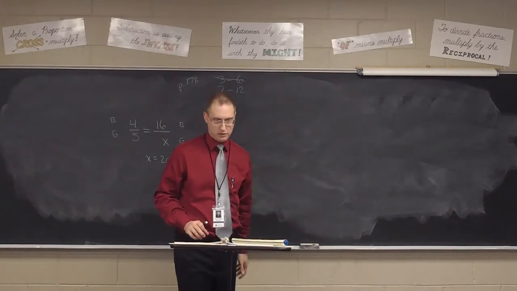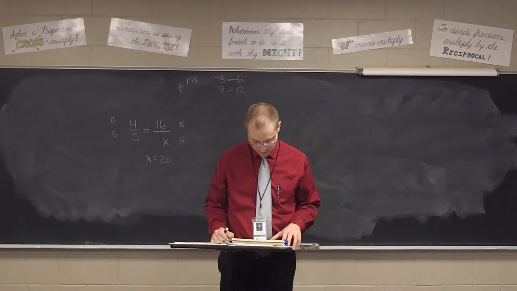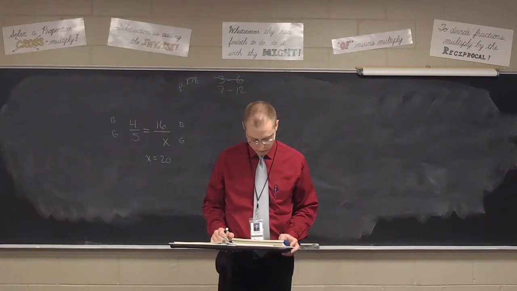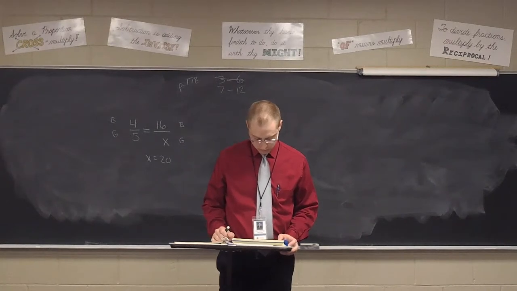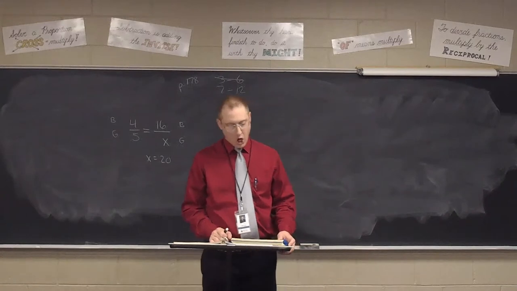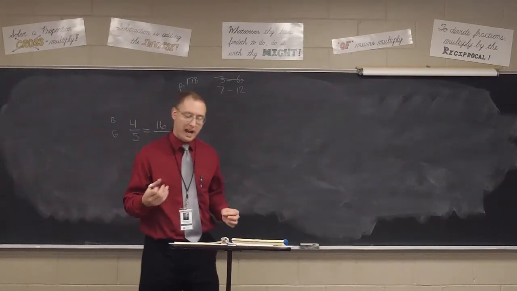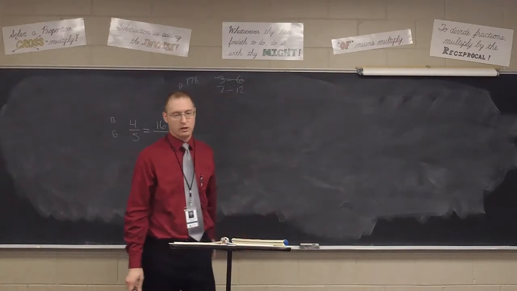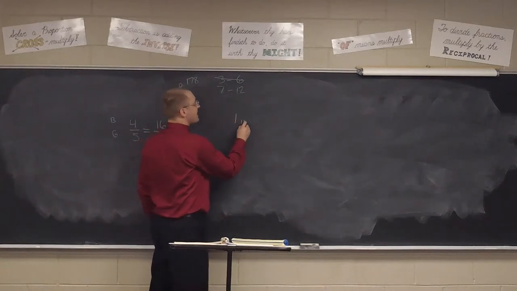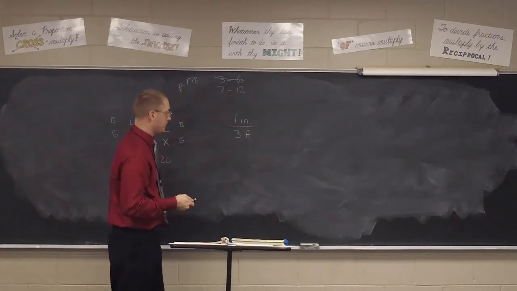Go ahead and read that for us, if you would, Joshua. Jasmine drew a map of her backyard with a scale of 1 inch equals 3 feet. If one side of her backyard is 20 feet long, what is the length of the line representing it on the map? All right. Now, anytime you're given a scale, it's a ratio. It's comparing two things together, and the scale that we're given here, Joshua, is 1 inch equals 3 feet. So we're going to make a ratio of 1 inch to 3 feet.